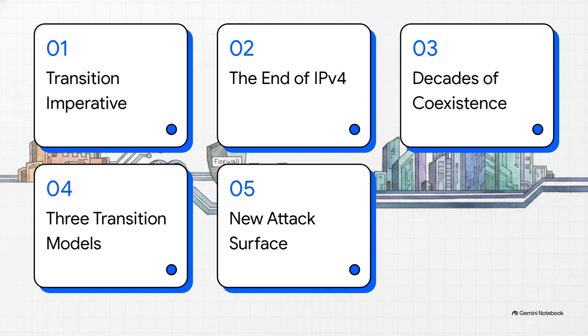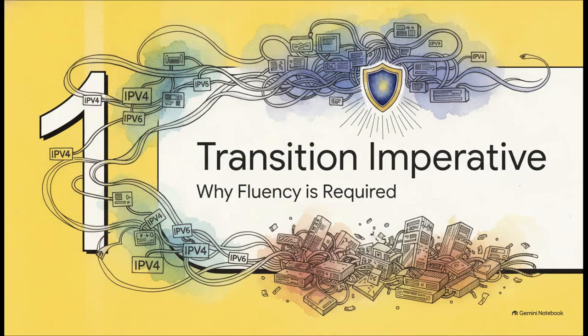Our roadmap for today covers: 1. The transition imperative, 2. The end of IPv4, 3. Decades of unavoidable coexistence, 4. Three models of transition, and 5. The new attack surface. We're dealing with a literal burning platform here, so let's get right into it. Section 1. The transition imperative. We'll look at why mastering these transition technologies is completely non-negotiable for security teams.